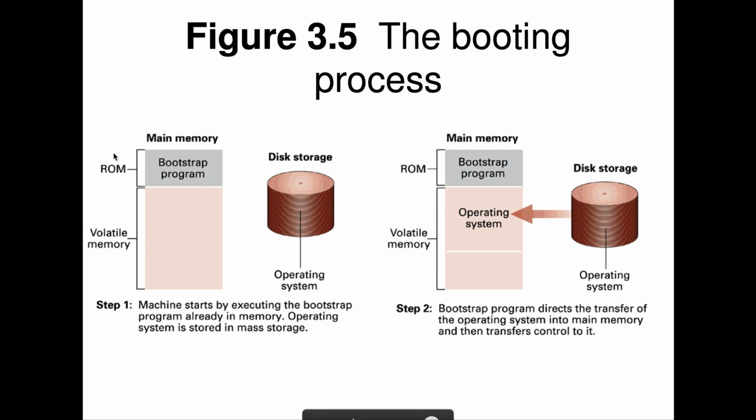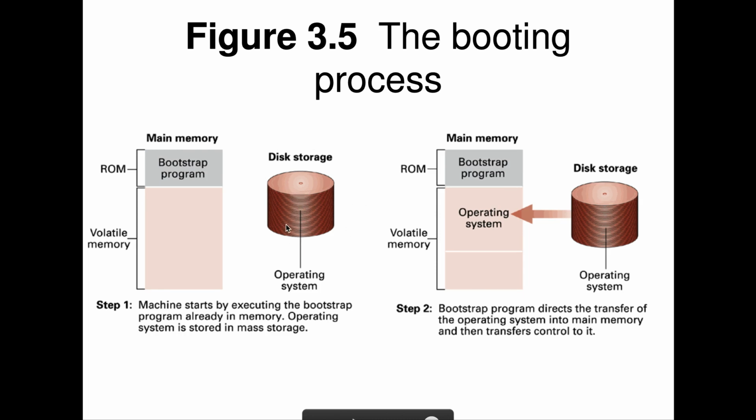The main memory has some read-only memory, ROM. It has something called a bootstrap program, and we have a much bigger chunk of main memory called volatile memory. Volatile memory means that when the power goes off, everything will be erased. Now we have secondary memory, which is disk storage like the hard disk, and the hard disk stores your OS. For example, imagine Windows is stored in here.